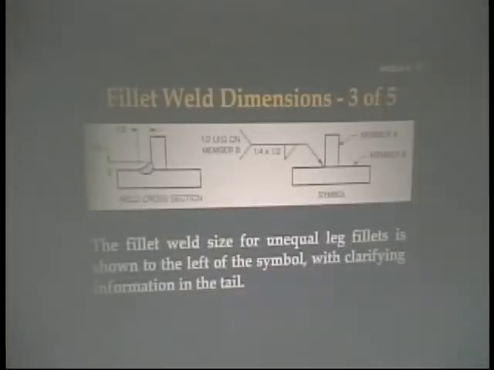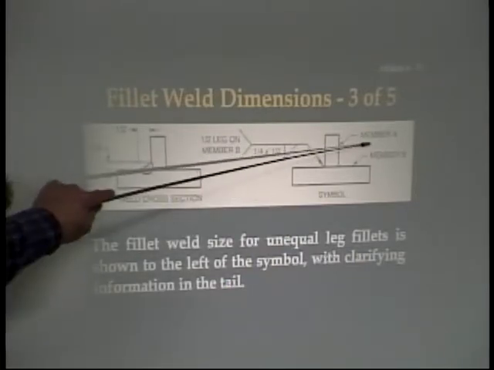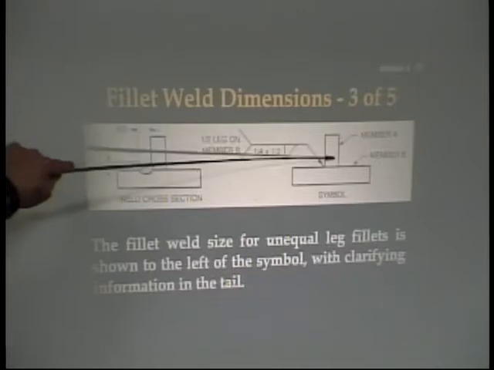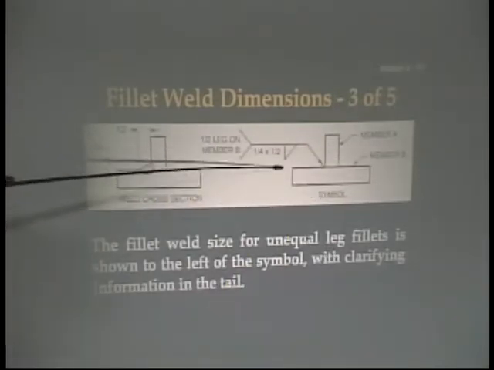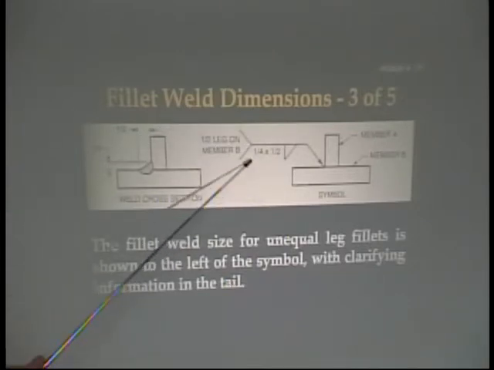This is on that same page, fillet weld dimensioning. Now here, if you take a look at this, we have some additional information placed in the tail. 1/2 leg on member B. So member A is our vertical member, member B is our horizontal member, and then we have a fillet weld symbol and two different dimensions, 1/4 inch by 1/2 inch.